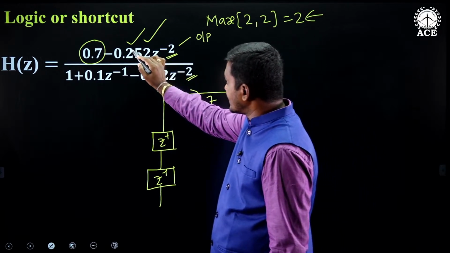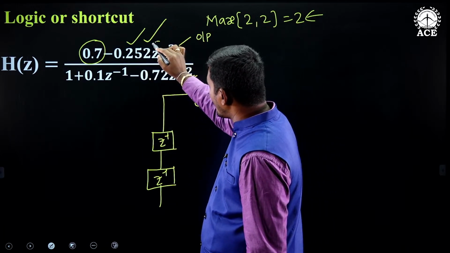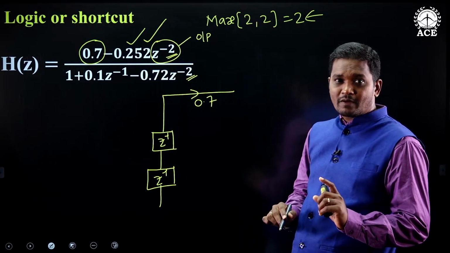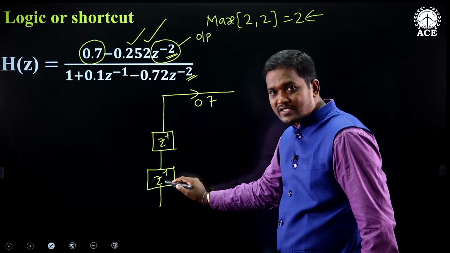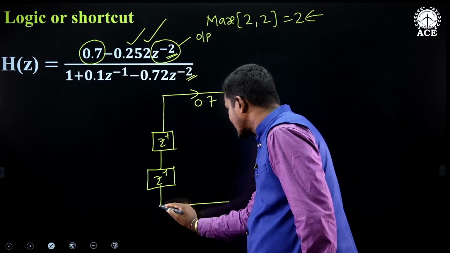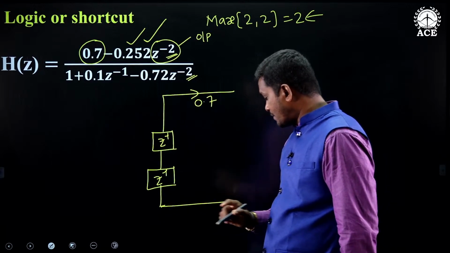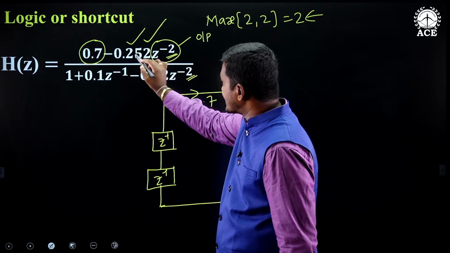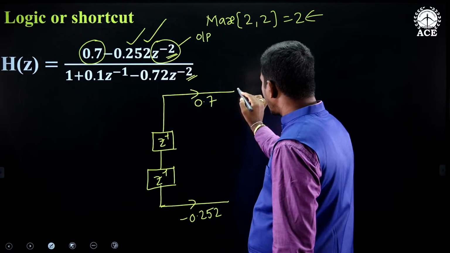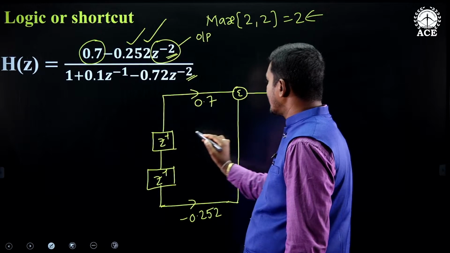Next, what is the next thing there? Minus 0.252 z power minus 2 is there. Minus 0.252 is the coefficient for what? Z power minus 2. It is not z power minus 1. Where is the z power minus 2? Here one is z power minus 1, and here one is z power minus 1. So you need to draw a line like this. Don't confuse. Don't draw the line after the first z inverse, because here z power minus 2 is there. Here you will get z power minus 2. What is the coefficient? Minus 0.252. Just add these 2. Numerator corresponds to output side. This part is over.